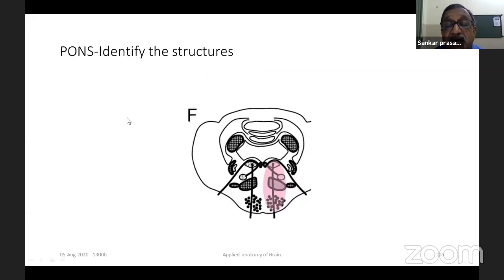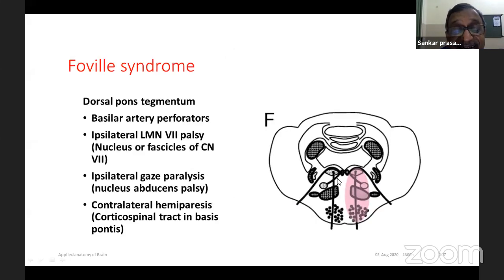Identify the structures now in this. What are you all seeing? The genu is very visible. That is a nuclear lesion of the sixth nerve. The seventh nerve lesion is also visible. The corticospinal tract is also visible. And what is this? Yes, very nice. Reticular activating system. Okay.